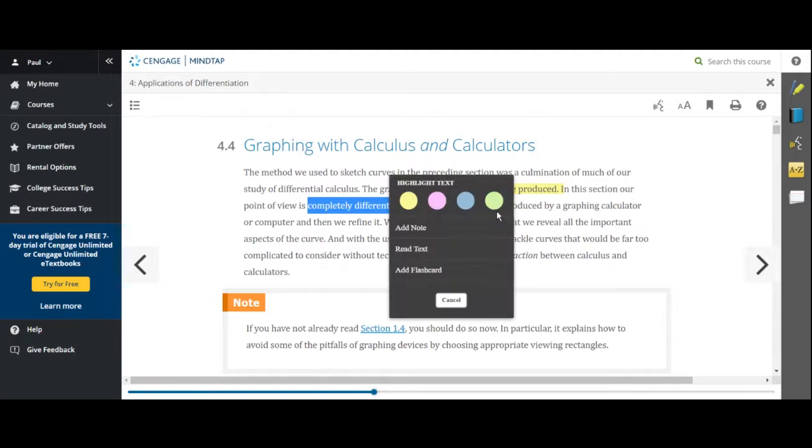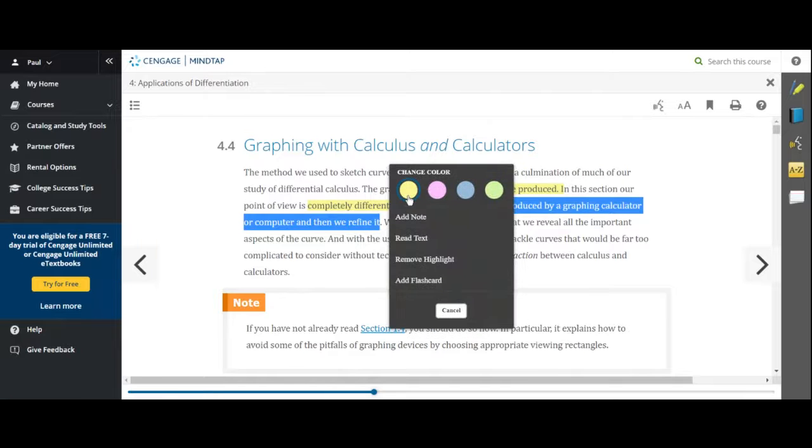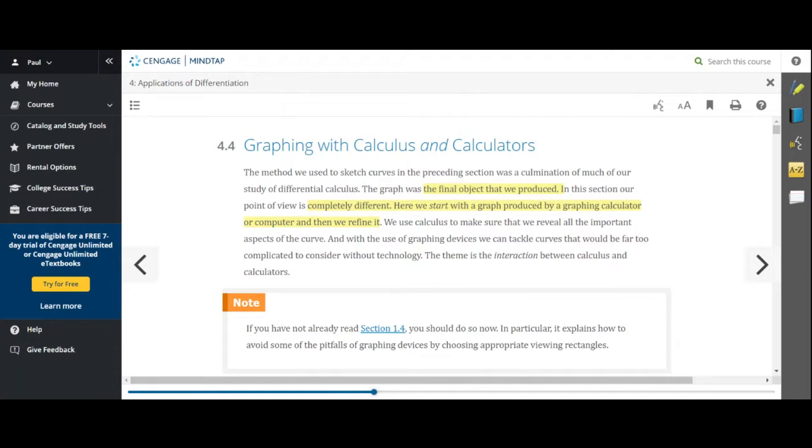Here we start with a graph produced by a calculator, and then we refine it. And then we use calculus to make sure we reveal all important aspects of the curve.